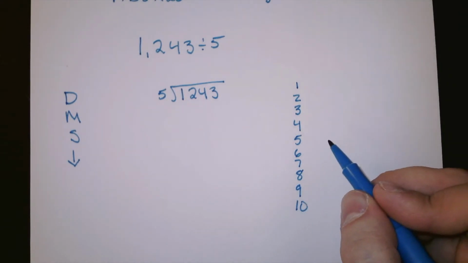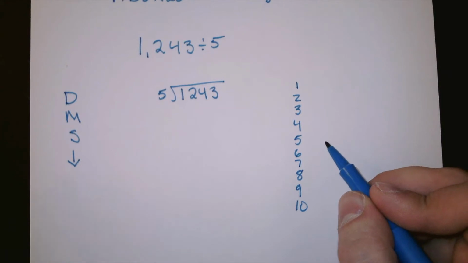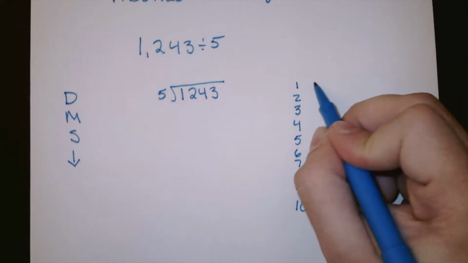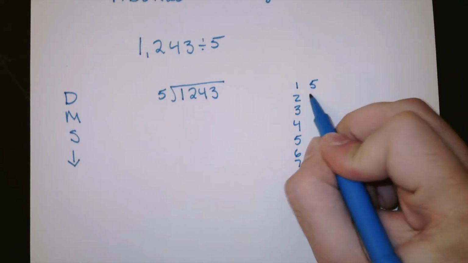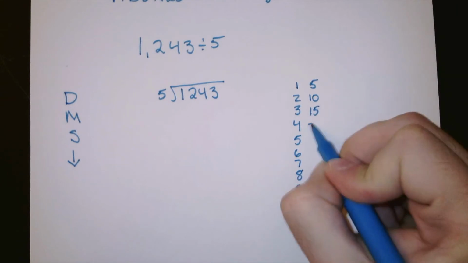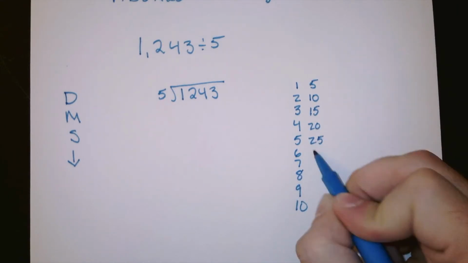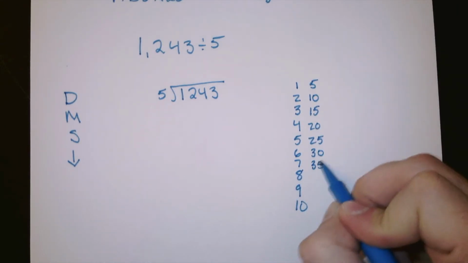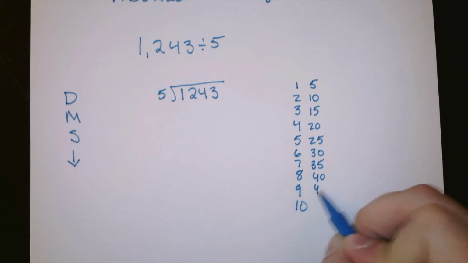Now, 5 is a relatively common number, and so this isn't as necessary, but this will serve to show exactly why we're doing this step. And so basically, I'm just going to count by 5s. 5, 10, 15, 20, 25, 30, 35, 40, 45, and then 50.